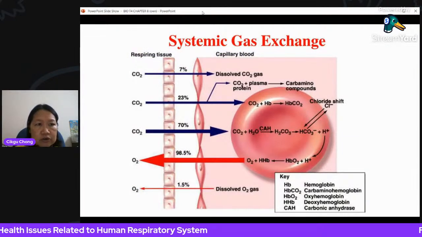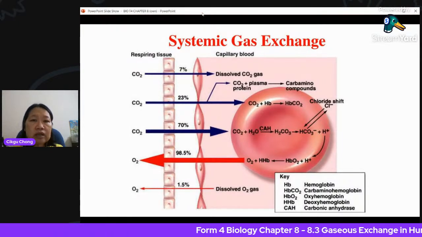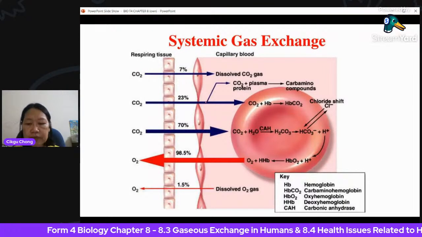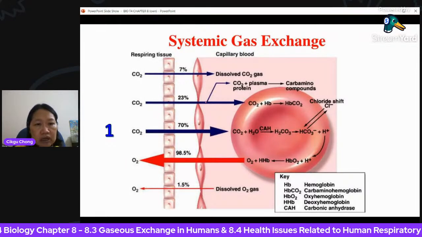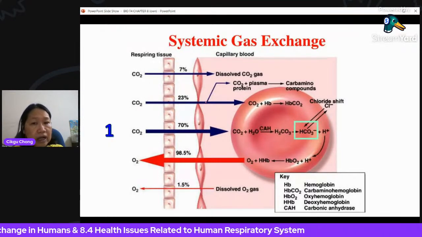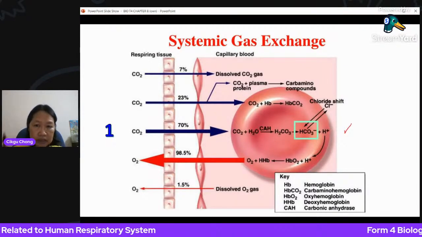Now, you see a summary. Don't need to remember the equations. Don't worry about the equations. In biology, you don't really need to write the equation. You write in words. We don't penalize you. You write in words what forms what and so on. So the first one is the HCO3 minus. This is your bicarbonate ion. We're going to explain this in a while.